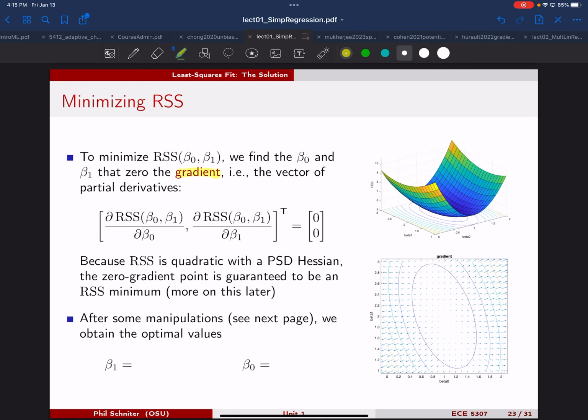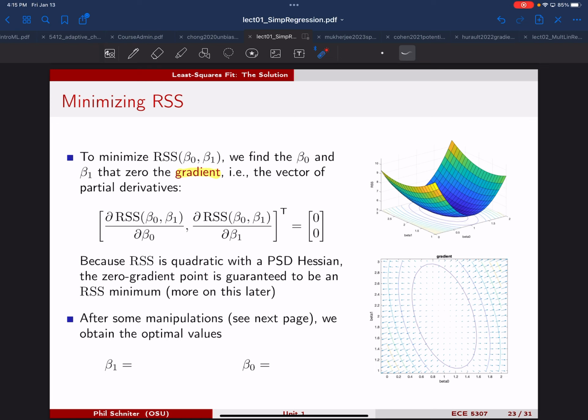Okay, so the way that the gradient is defined is that if you have some function, in this case RSS, a function of multiple variables, in this case beta 0 and beta 1, the gradient is a vector where each term of the gradient is a partial derivative with respect to one of those parameters. So in this case, we just have two parameters. So our vector is 2 by 1, and the first coefficient is dRSS/dbeta 0, and the second is dRSS/dbeta 1. Okay, so that's how the gradient is defined.